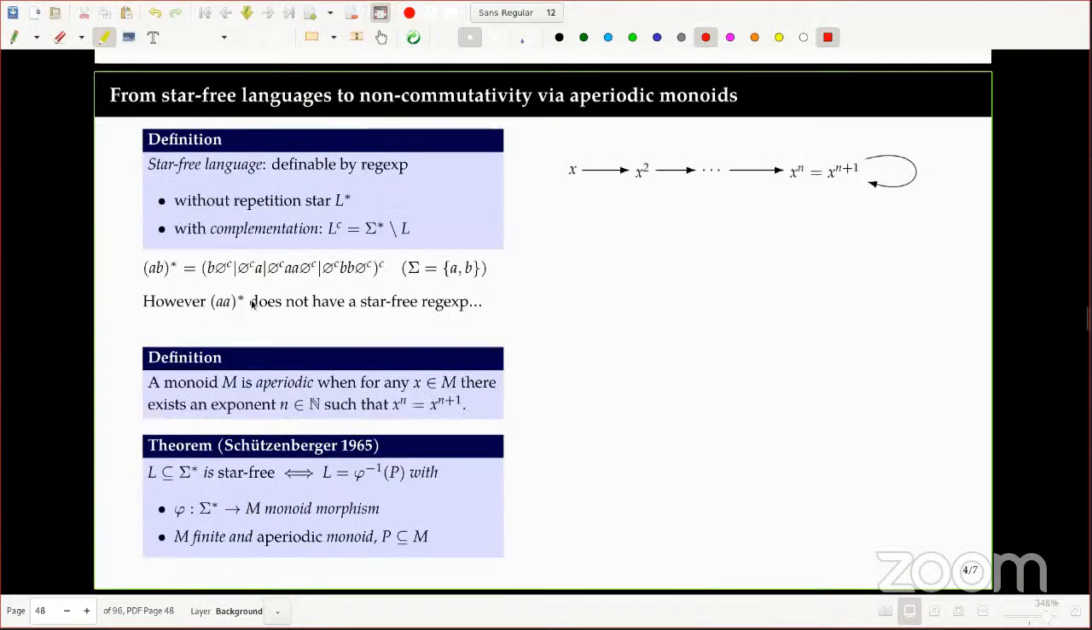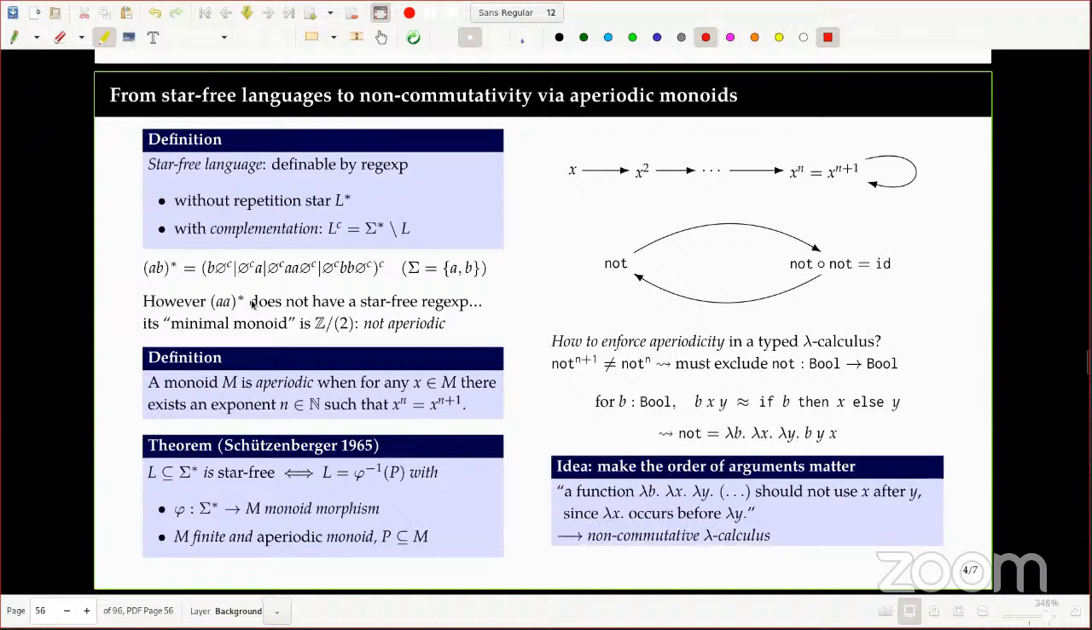So now, if we look at the definition of star-free languages, or rather languages recognized by aperiodic monoids, we see that we need to forbid this kind of looping behavior in the monoid. And so this is something which is definable in simply typed lambda calculus. And one way of forbidding this kind of behavior is to restrict the order in which the argument can appear in a lambda term.